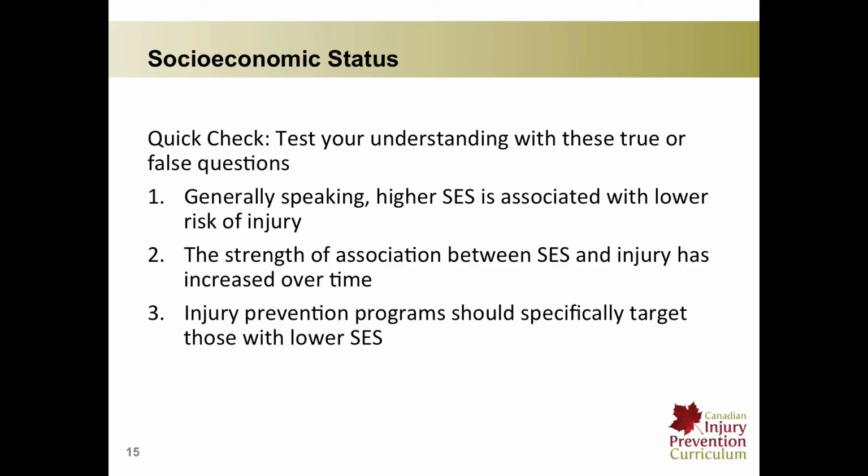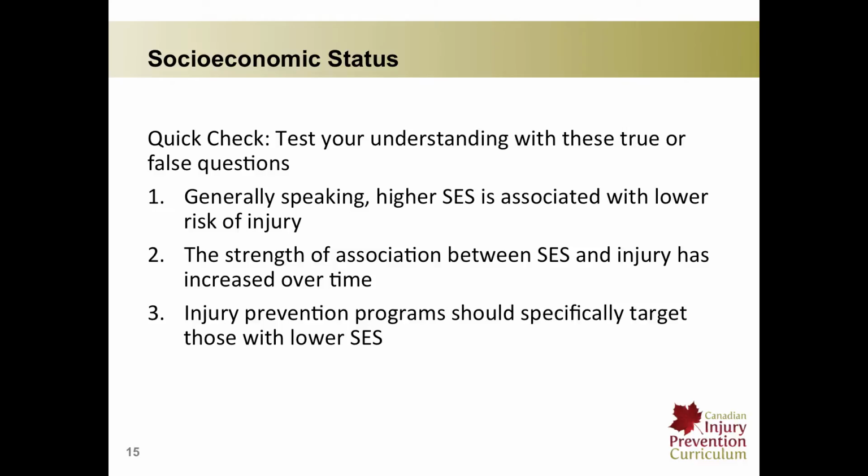Two: The strength of association between SES and injury has increased over time. True. Although injuries have decreased over time, the magnitude of the association between SES and injury has increased. Three: Injury prevention programs should specifically target those with lower SES. False. Targeting only people of lower SES groups could cause other people, such as those of average SES, who are also at increased risk of injury, to be missed.